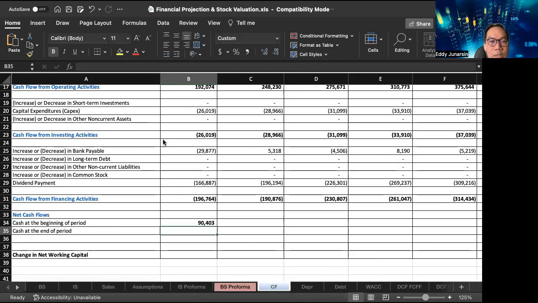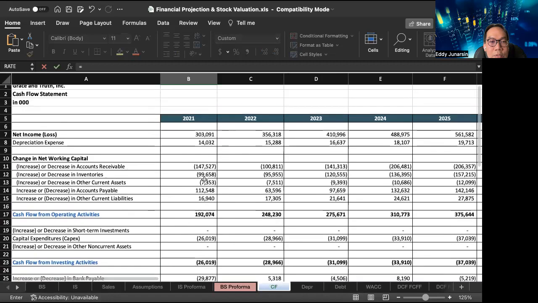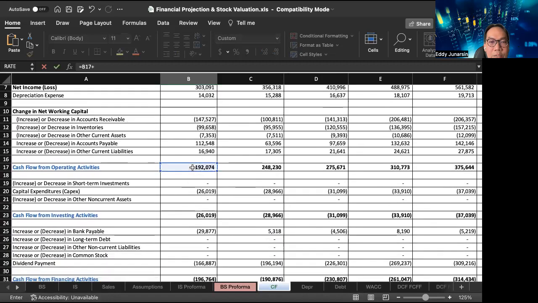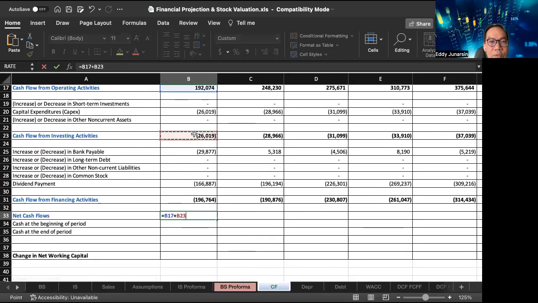Okay, and cash in the end period would be the cash at the beginning of period, right? Plus, oh wait, maybe it's better to do it this way. So net cash flow versus net cash flow. So yeah, I'll repeat later. Net cash flow should be the sum of cash flow from operating activities plus cash flow from investing activities and cash flow from financing activities.